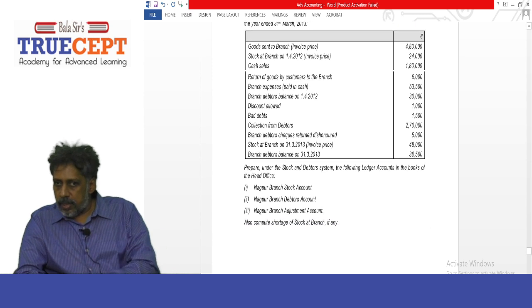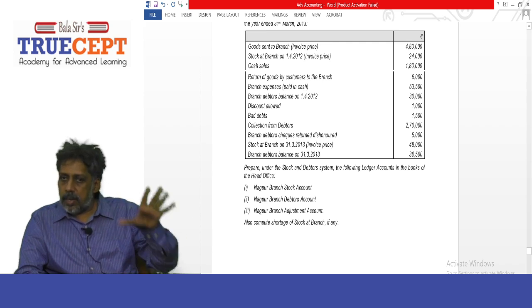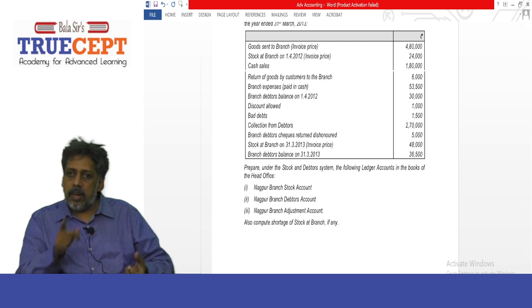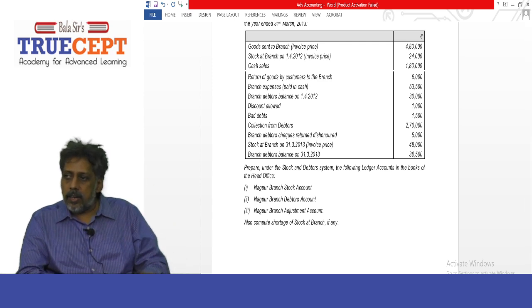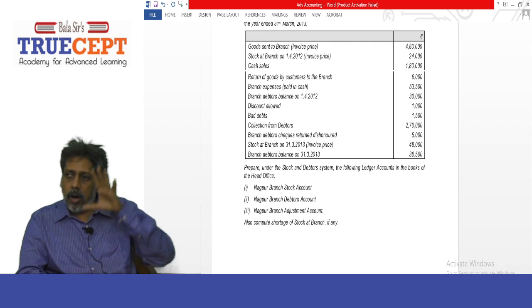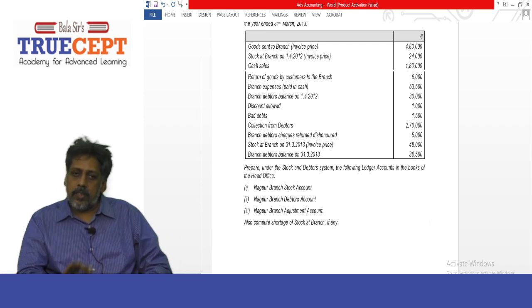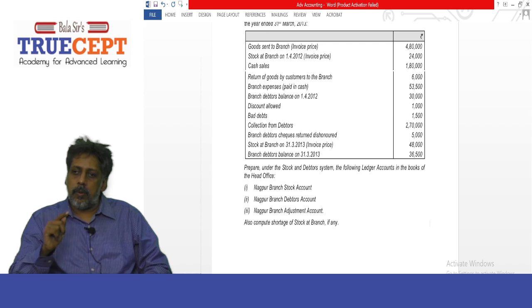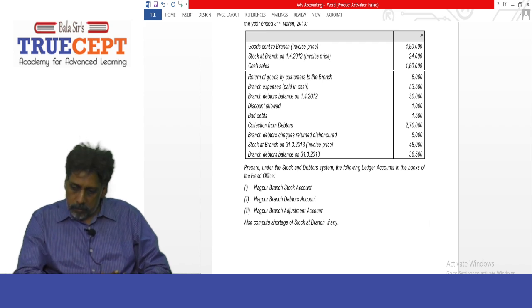You know what is missing? They haven't given the credit sales made. Now you can ascertain the credit sales by preparing the branch debtors account, right? So credit sales are not given in the question; you are supposed to calculate that number by preparing the branch debtors account. Now prepare under the stock and debtors system.